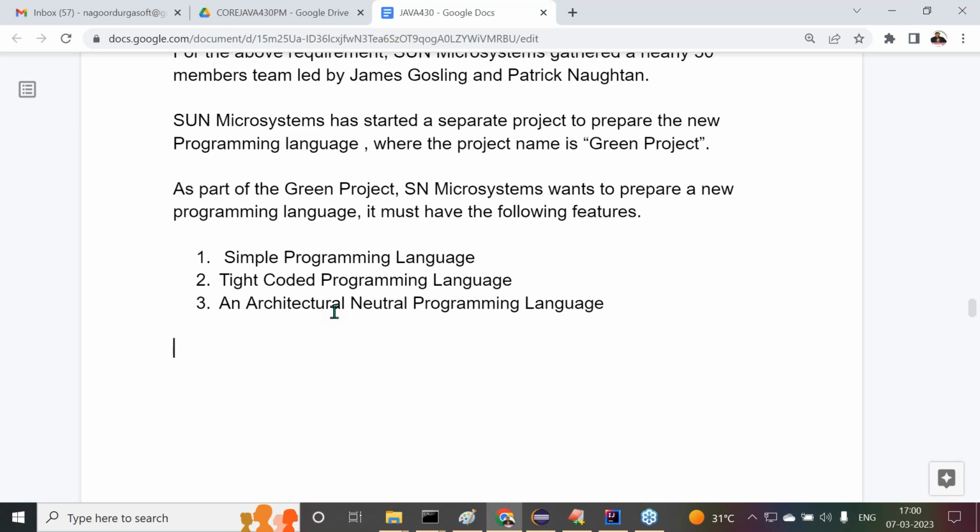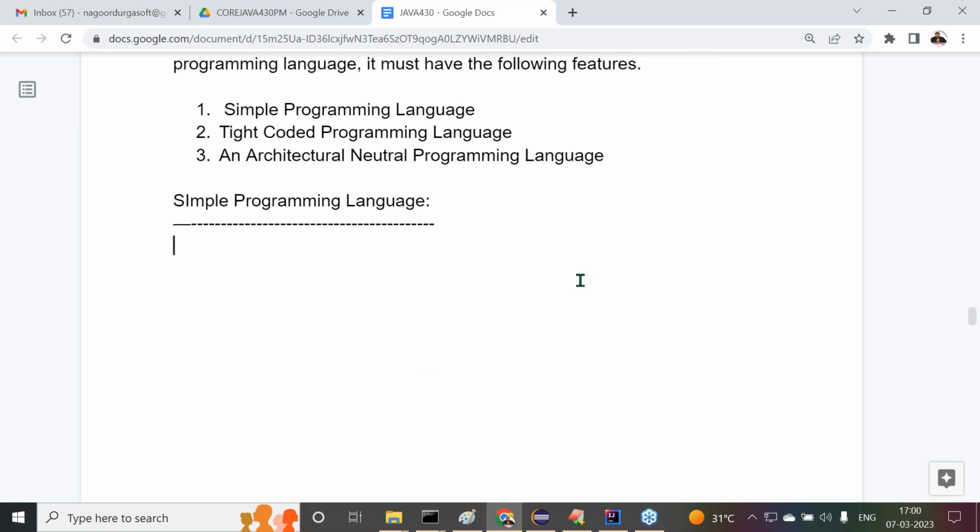Okay, fine. Now, what is the meaning of this simple programming language? What is the meaning of simple programming language? What is Sun Microsystems' view for saying that a programming language is a simple programming language? Right, here we have to understand clearly. All right, sir. To prepare their programming language as a simple programming language, Sun Microsystems has given three reasons, three factors. What are the three factors they have given there?